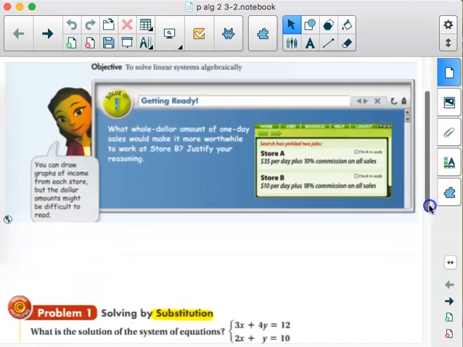And I love this problem because hopefully it gets you thinking a little bit about what you are going to do after school. It says, what whole dollar amount of one-day sales would make it more worthwhile to work at store B and justify your reasoning? So I look over here, and somebody's been searching for a job. And at store A, it says, and this just sounds miserable, $35 per day. You know, could it be less? But then you keep reading, and you find out they get 10% commission on all sales. So this must be a job where it's big ticket items, boats, cars, something like that, because you are supposed to make all of your money, basically, I mean, $35 isn't going to make a living, off of the sales that you do.